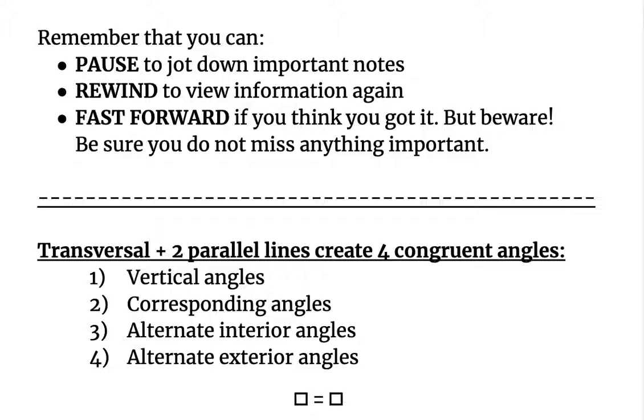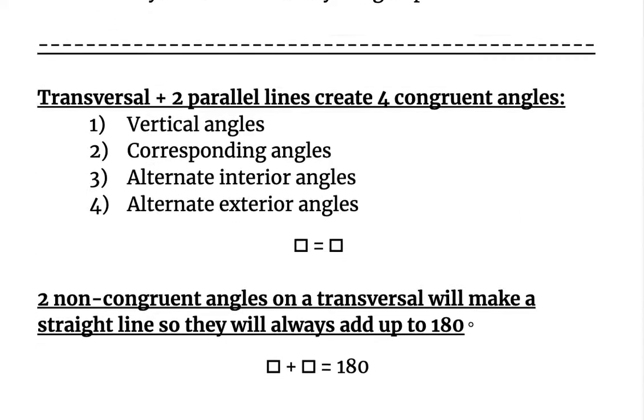And the equation, because today we're talking about how to set up an equation, since they're congruent, would be one angle equal the other angle, because congruent just means they're equal to each other. Make sure you have this written down in your notes, that these are the four types of congruent angles that will create an equation where one side equals the other.